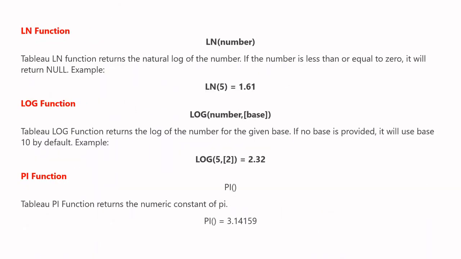The ln function basically returns the natural log of the number. The log function returns the log of the number based on the given base, any base whichever you want. If no base is provided, by default it takes 10. And the pi function returns the value of pi.